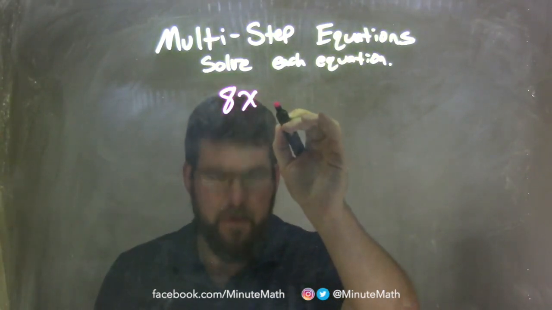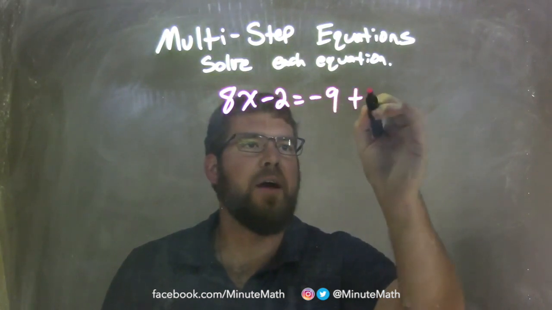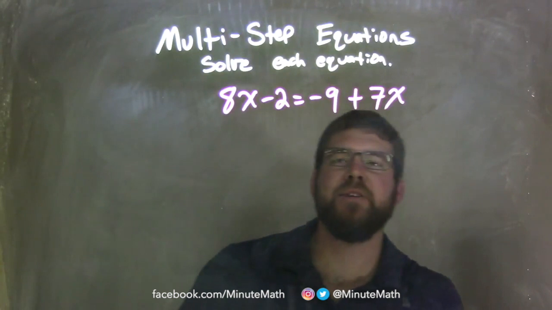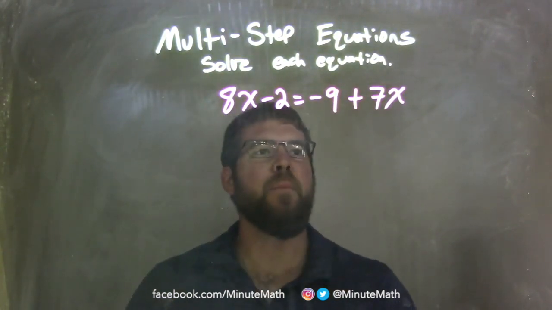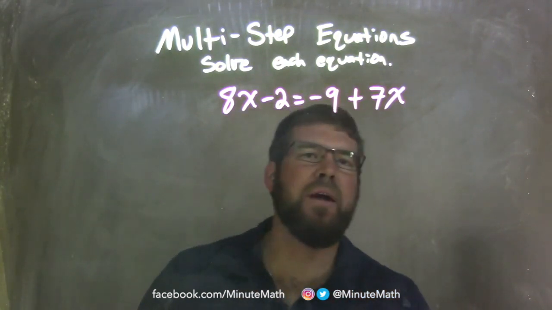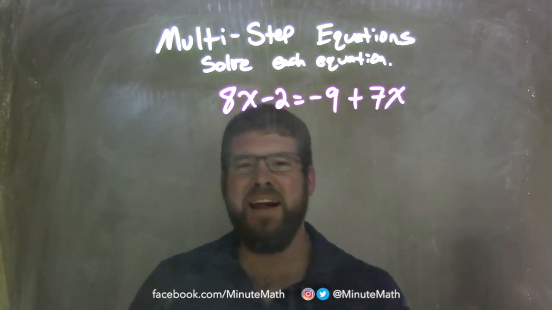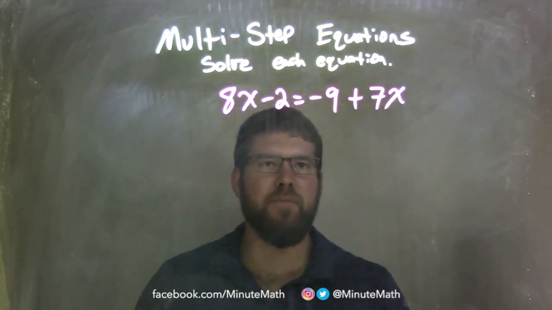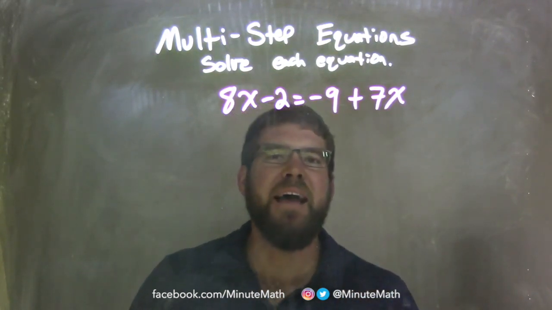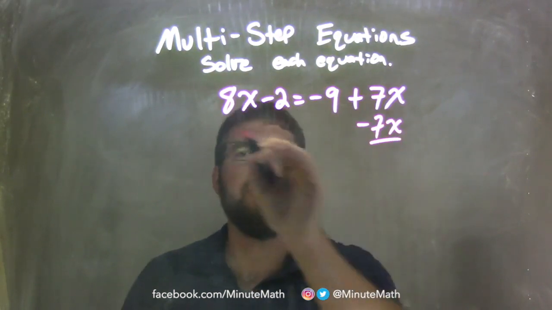8x minus 2 equals negative 9 plus 7x. Okay? I want to combine my like terms, and so what I'm going to do is bring my x's to the left and my numbers to the right. And the reason why I'm doing it that way is I know if I subtract a 7x, I still keep x positive, and I try to keep my x as positive as possible. It's not a cold, hard thing set in stone, but I find it easier. So I'm going to subtract a 7x to both sides.